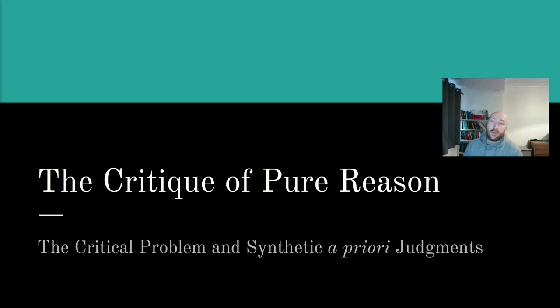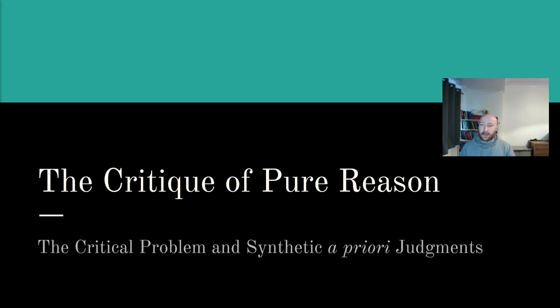Welcome to Lecture 2 on Immanuel Kant's The Critique of Pure Reason, titled the Critical Problem and Synthetic A Priori Judgments. The first part of that, the critical problem, briefly touched on in the first lecture, the context of the critique, the project of the critique, what it's trying to solve. But behind this is a problem. Obviously, if there's a project, there has to be a problem there for Kant. And this is the critical problem.